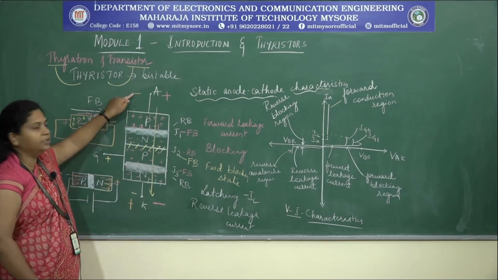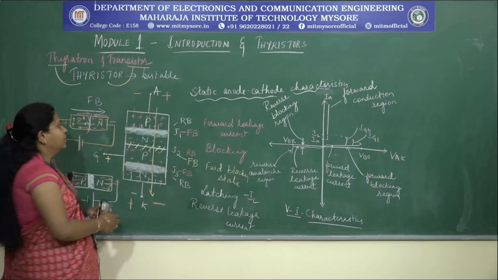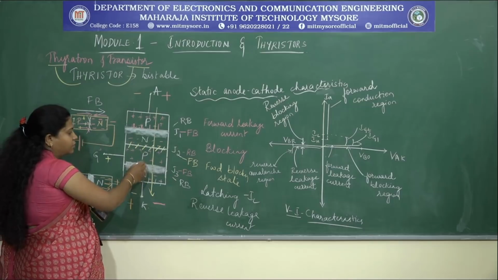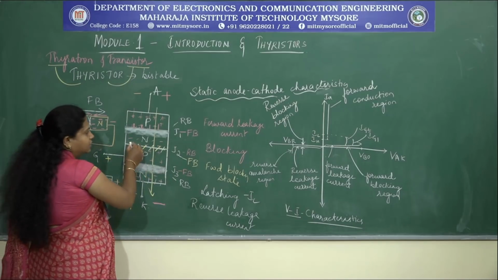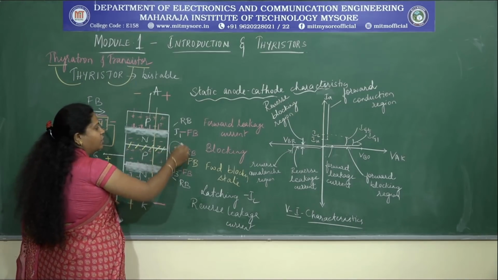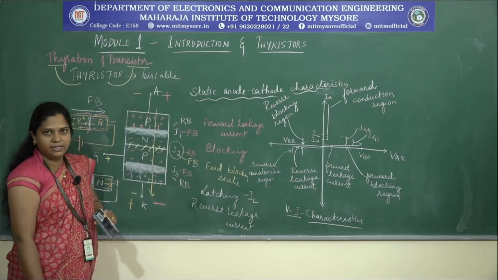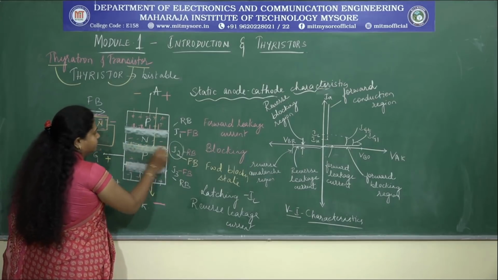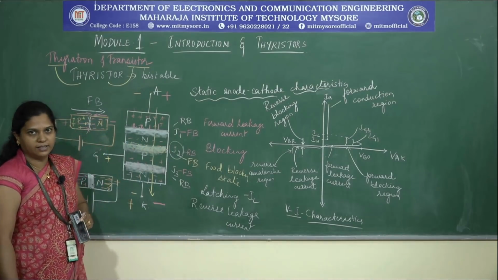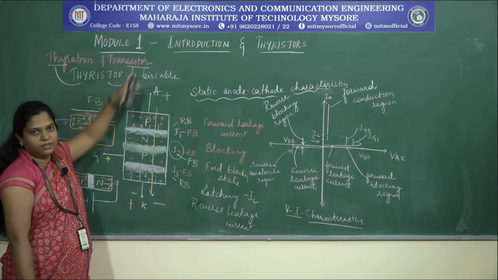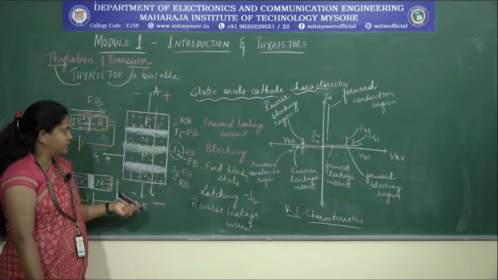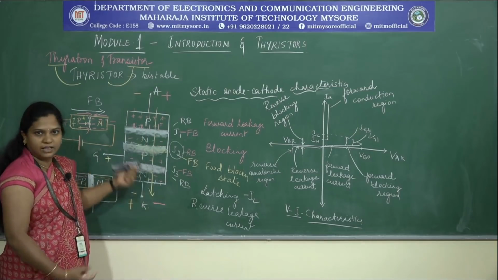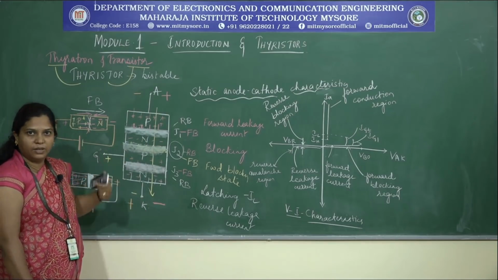Further, as we increase the potential here, what happens? The excess of electrons and holes, whatever we have supplied, in turn J2 will also reach the reverse bias condition. Here also the gap increases as we pull the electrons and holes to the other side. So when all three junctions are in the reverse bias condition, it is said to be in the off state.